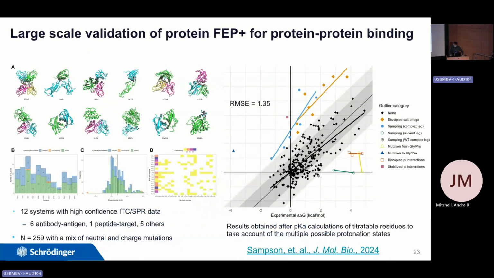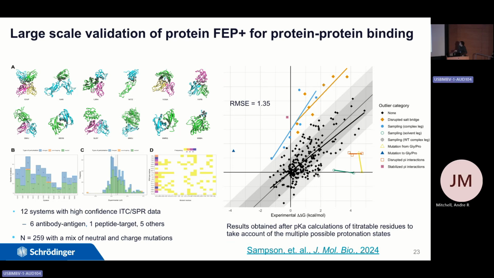Similar story for antibody drugs. So the market share for antibody drugs has been increasing rapidly over the past many years. To assess the accuracy of protein FEP for protein-protein binding potency prediction, again, we collected a large number of systems with reliable experimental binding affinity measurement for more than 250 mutations. The dataset covers small peptide, antibody, and other protein-protein binding interfaces.